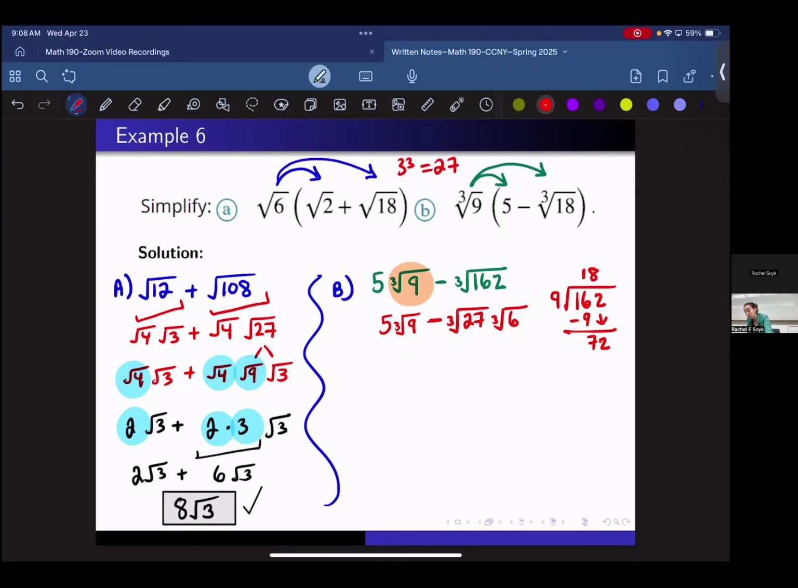And the cube root of 27 is 3. So we get 5 cube root of 9 minus 3 cube root of 6. This is your final answer. Cube root of 9 and cube root of 6, there are no like radicands, so you just keep it as is.